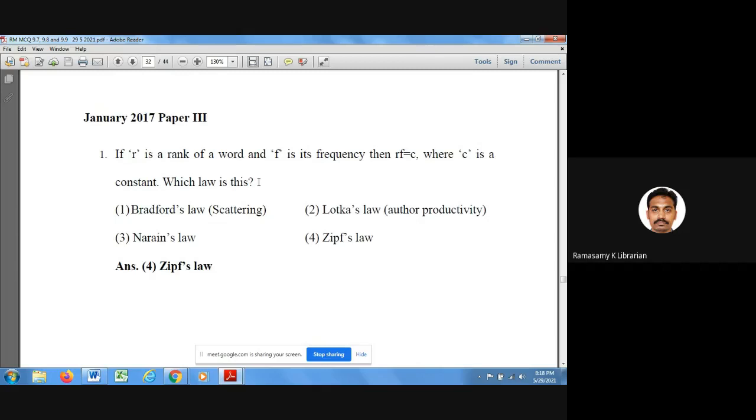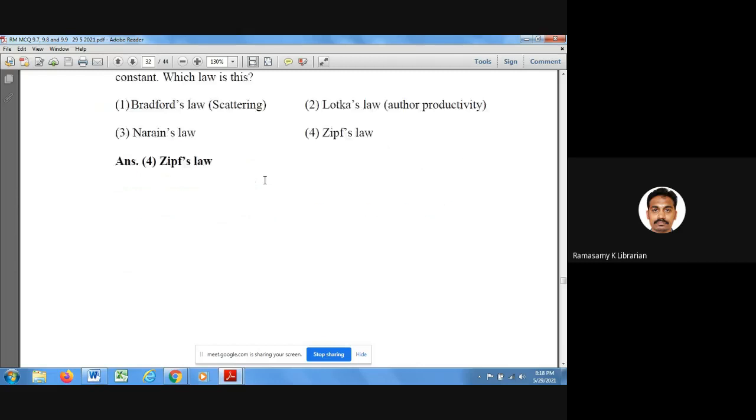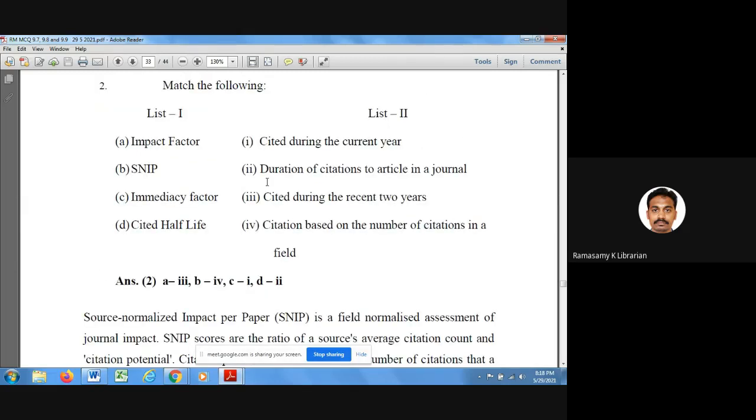A very well-known formula: if R is the rank of a word and F is its frequency, then R into F is equal to C. This is the formula of Zipf's law. You know it very well. Then match the following. So impact factor. What is impact factor? Cited during the recent 2 years. In the recent 2 years, how many citations were there for your journal?